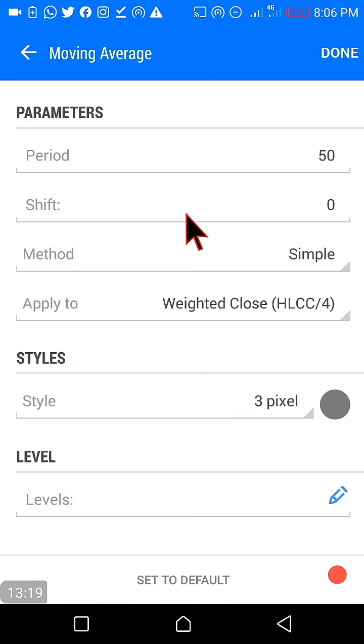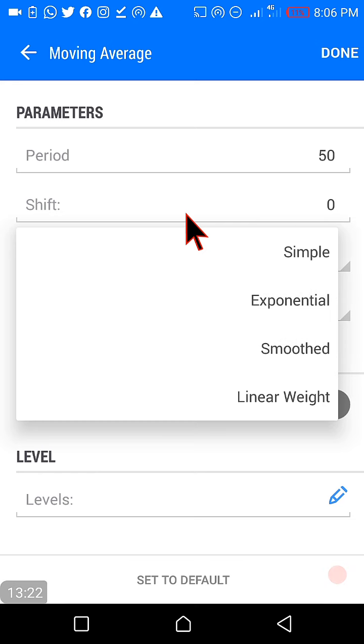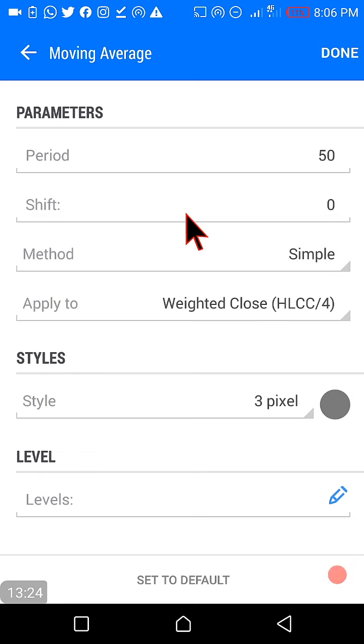Now the next one said weighted close. Now it's applying to weighted close here. Now if you look at it now, this is period 50 shift 0 method, still simple. You can see that you're now applying this to weighted close. What does it mean by weighted close? Weighted close means that it is giving more value, more weight to the close portion, though it is HLCC in the sense that it is giving more weight to close.